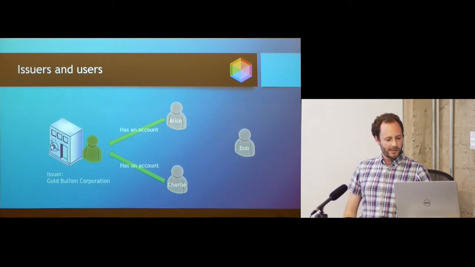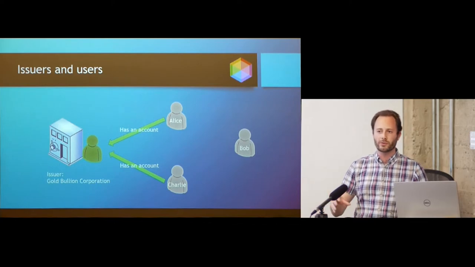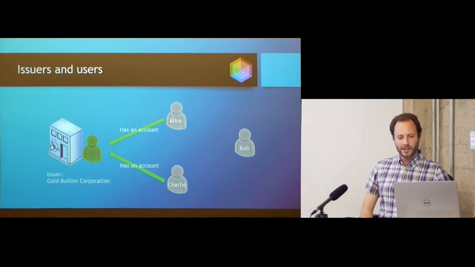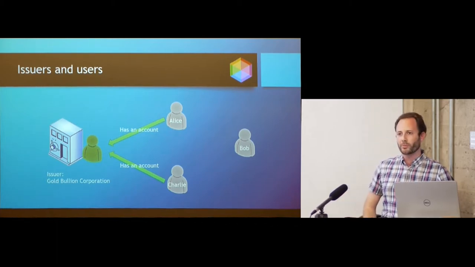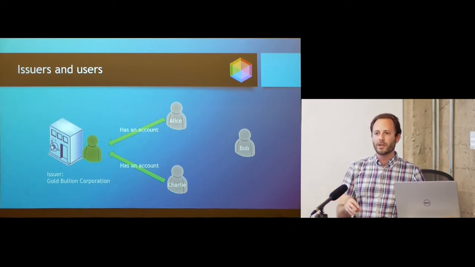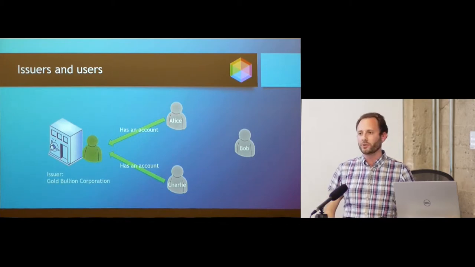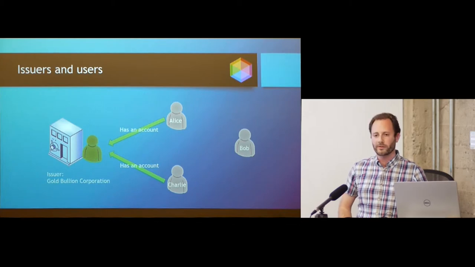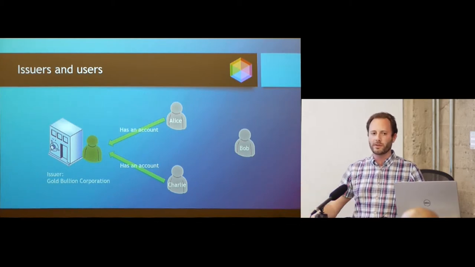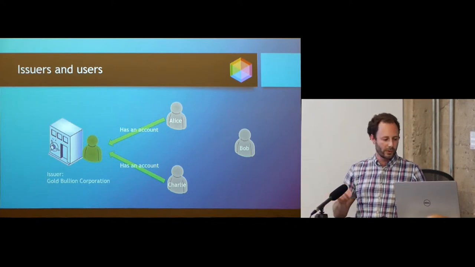So let's go through an example so that you understand how the different actors interact and what the workflow is. Let's say on the left we have a company called Gold Bullion Corporation, and they offer a service which is that if you give them gold or buy gold from them, so this may sound familiar, you get a token that represents gold. And then we have three users. Alice and Charlie are users who have signed up on the website of that company. So they've done address validation maybe, and they've accepted the terms of service and everything, so they can use the service. And Bob doesn't have an account, so he cannot directly use the Gold Bullion Corporation.